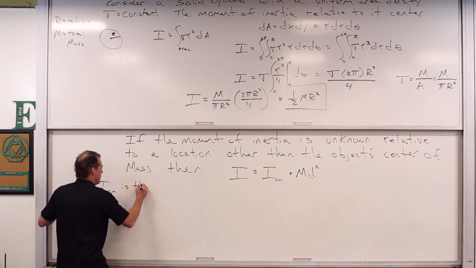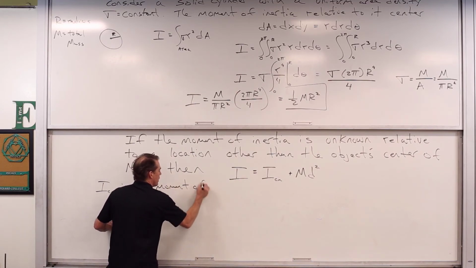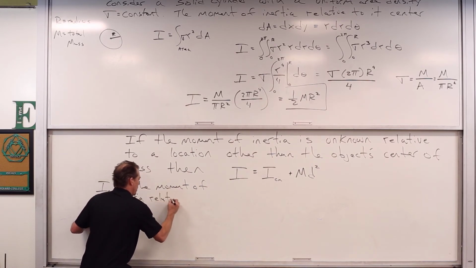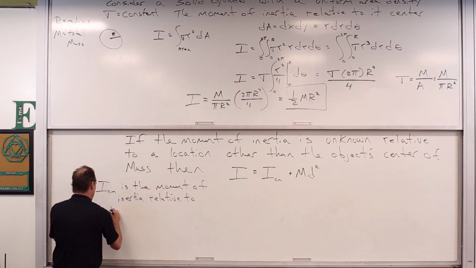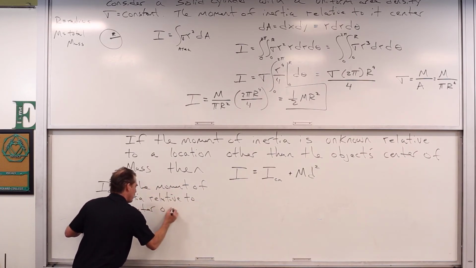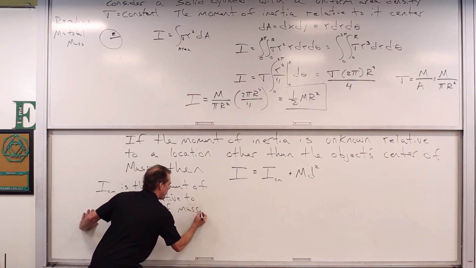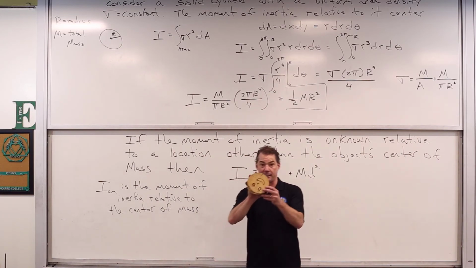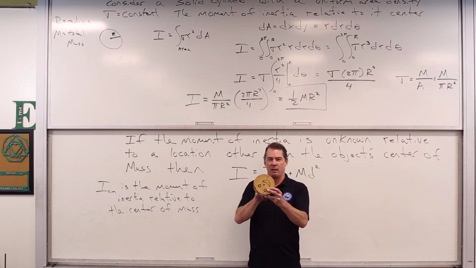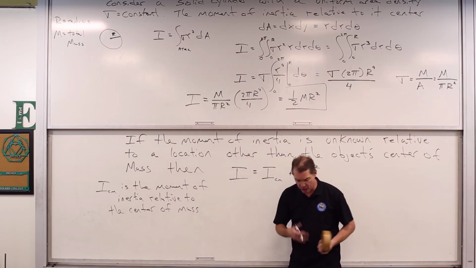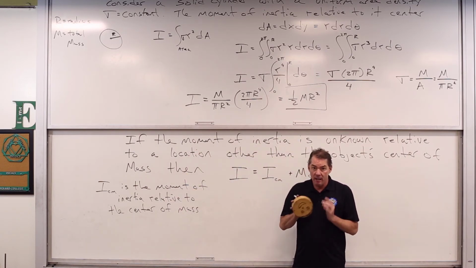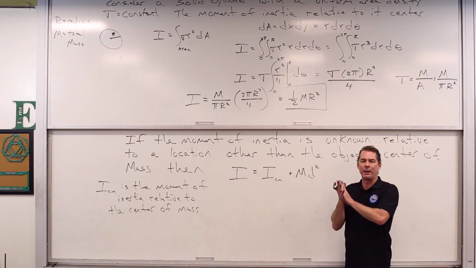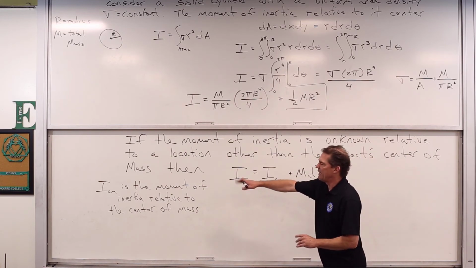ICM is the moment of inertia relative to the center of mass, which for things of continuous mass distributions, like a cylinder, is at its geometric center, or for a sphere with a continuous mass distribution at its geometric center is where the center of mass is, the place where you can say that all of the mass is contained in a point, even though there's a distribution of it. We'll define that more later.